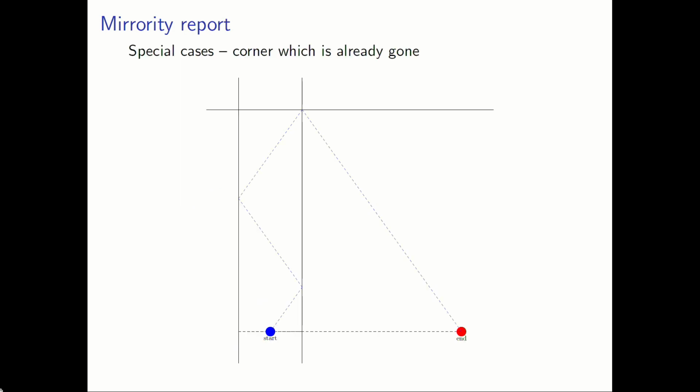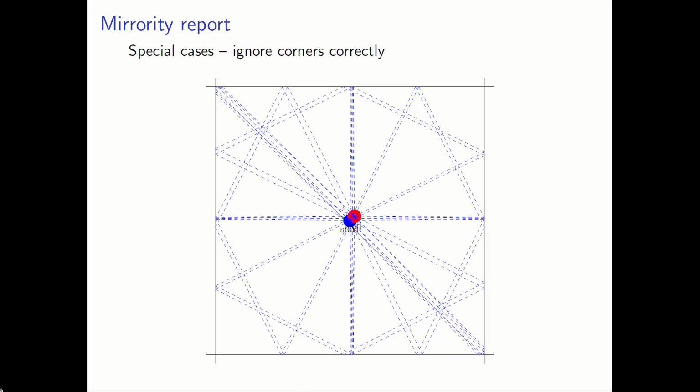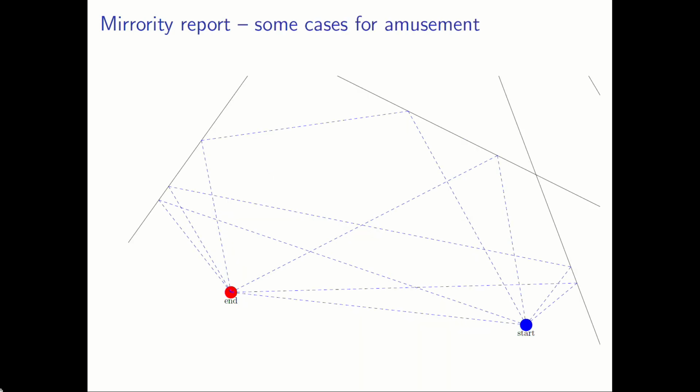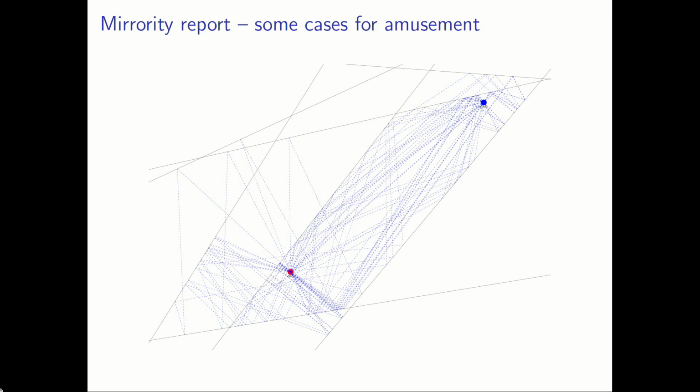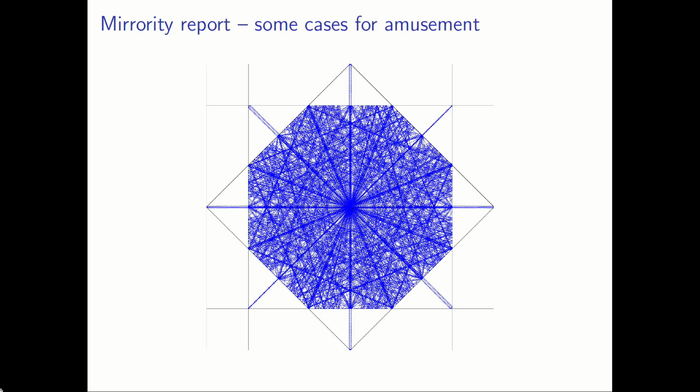Also, we have to take care of the special cases where we can pass through a corner which is no longer there. It's also possible that this happens. So, just a few cases for amusement now. So this is the typical case, this is a more typical case, and this is the worst case that we found out.